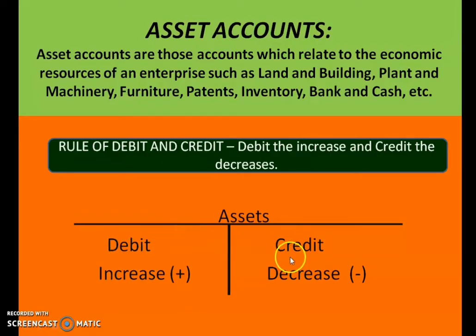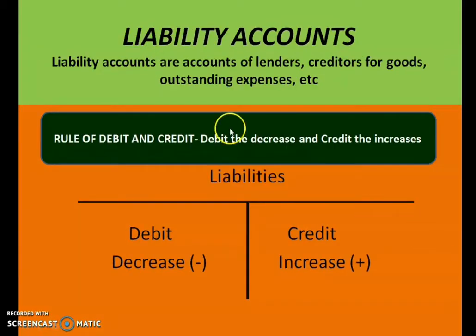Reverse is the case if your asset is decreasing. What are the situations when an asset decreases? When you sell an asset, that is machinery sold, furniture sold, land sold, building sold. So in those situations the asset will decrease. Whenever the asset decreases, you have to credit, you have to write that asset on the credit side of the asset account.